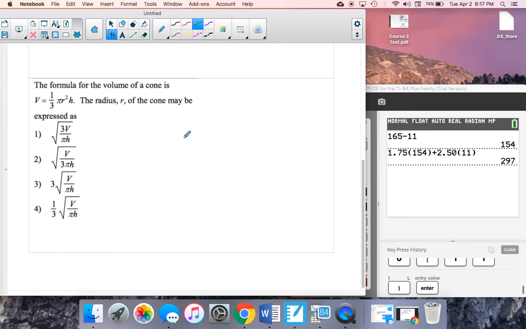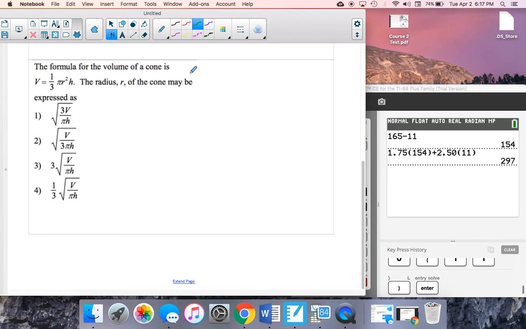The next problem is a literal equation. The formula for the volume of a cone is V equals 1/3 pi r squared h. The radius r of the cone may be expressed as, so we are trying to solve for r here. V equals 1/3 pi r squared h.